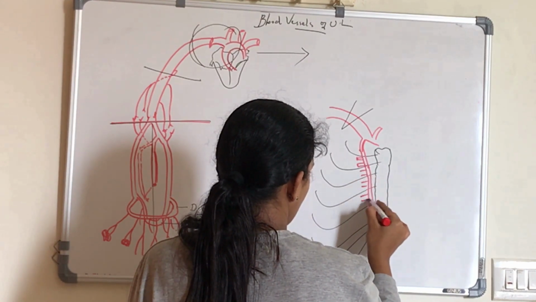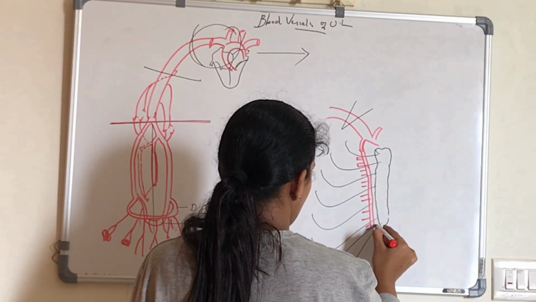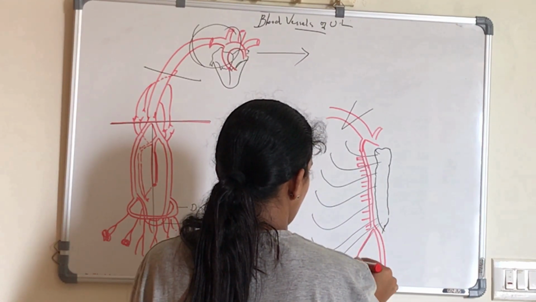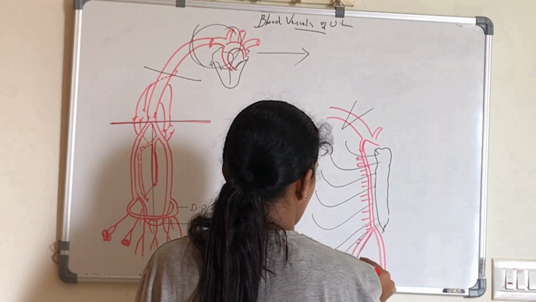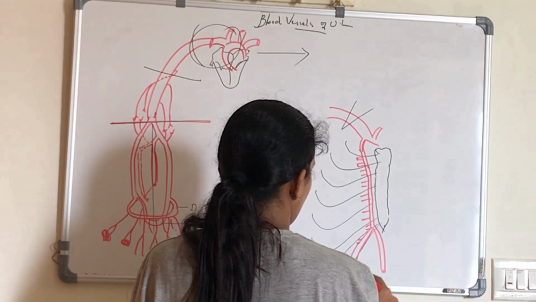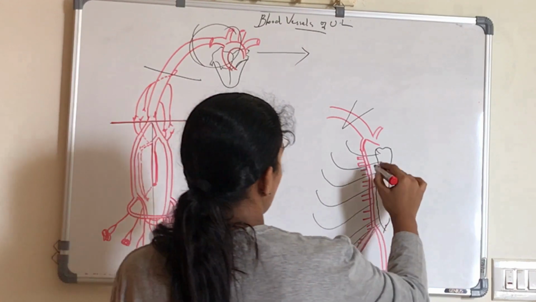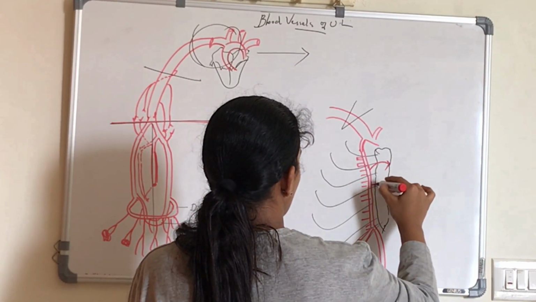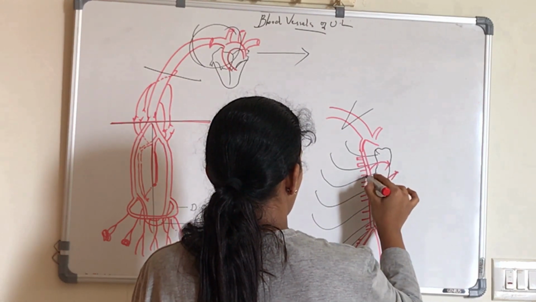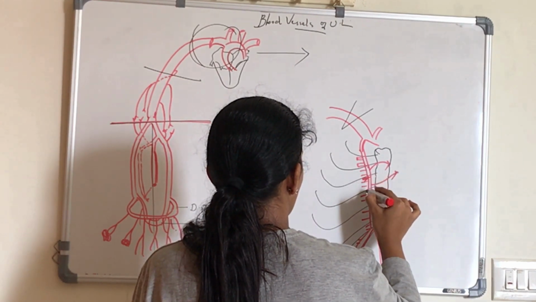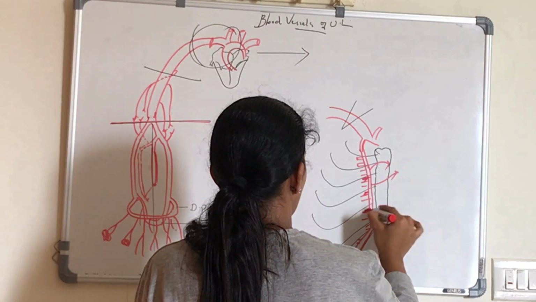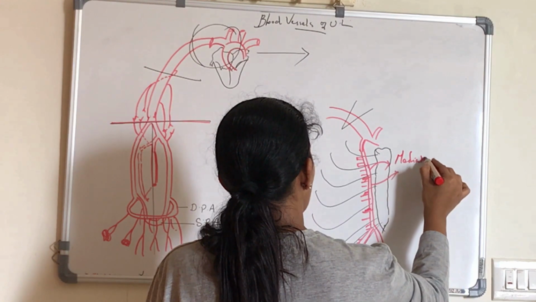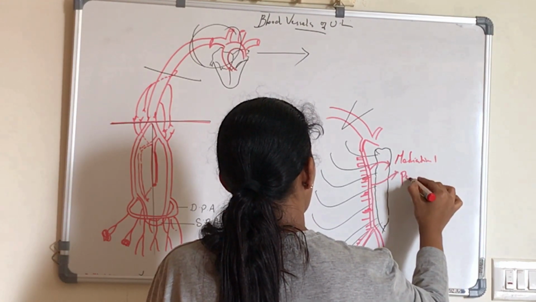At each intercostal space, it gives 2 anterior intercostal arteries. When it reaches the 6th space, it bifurcates into superior epigastric and musculophrenic arteries. This internal thoracic artery also gives a few branches, namely mediastinal artery, pericardiophrenic artery, perforating branches, which are larger in females to supply the mammary gland.